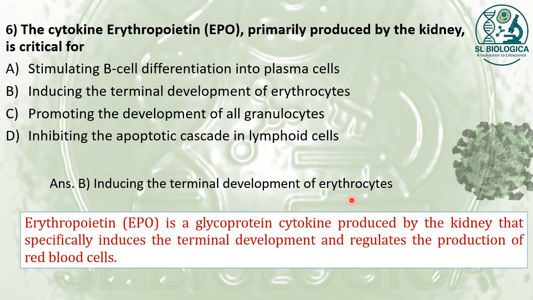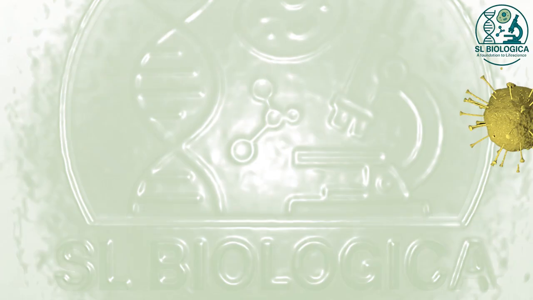There is an easy way to remember this. The name is erythropoietin. Erythro means it is something associated with erythrocytes. So in that way, you can easily remember that erythropoietin is something which is inducing RBC development. Okay. So this would again be an easy question, right? Don't forget that erythropoietin is associated with the terminal development of erythrocytes. Okay. Now let's move to the next question.